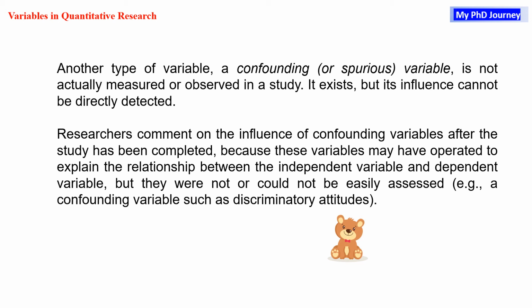Another type of variable, a confounding, or spurious, variable, is not actually measured or observed in a study. It exists, but its influence cannot be directly detected. Researchers comment on the influence of confounding variables after the study has been completed, because these variables may have operated to explain the relationship between the independent variable and dependent variable, but they were not or could not be easily assessed, e.g., a confounding variable such as discriminatory attitudes.